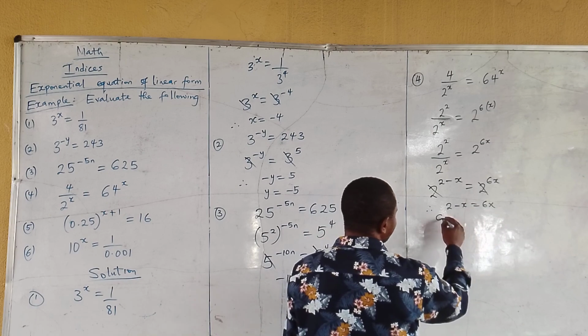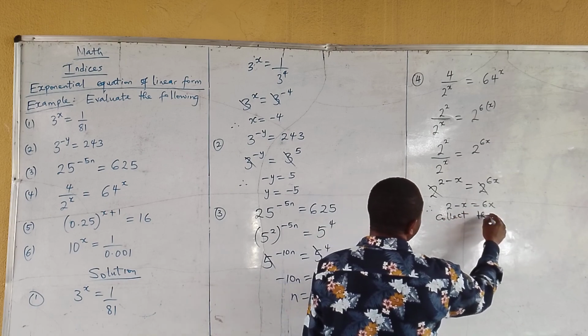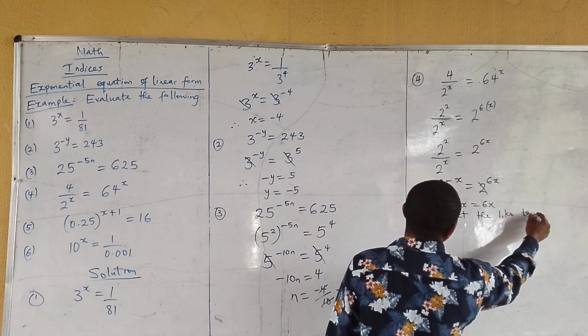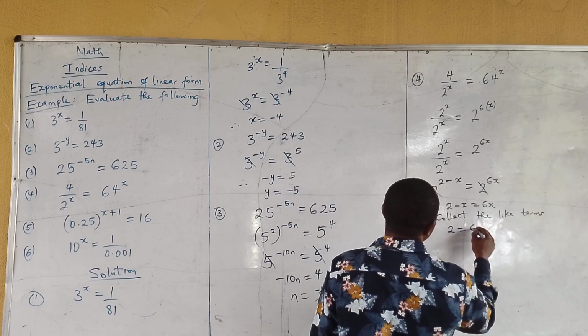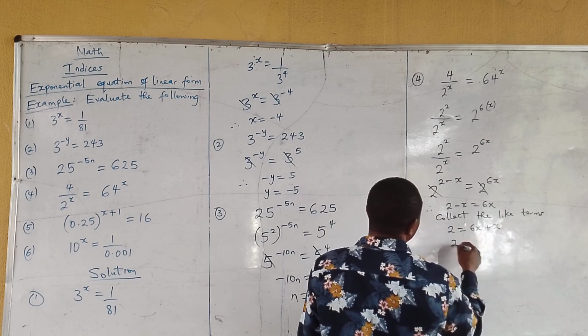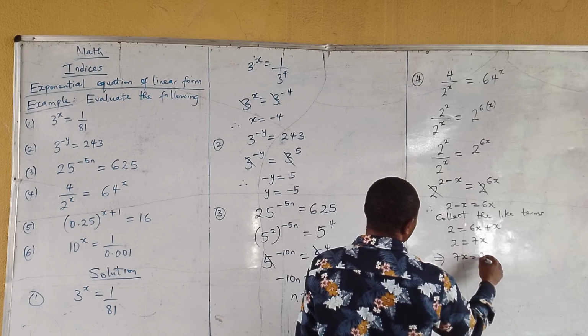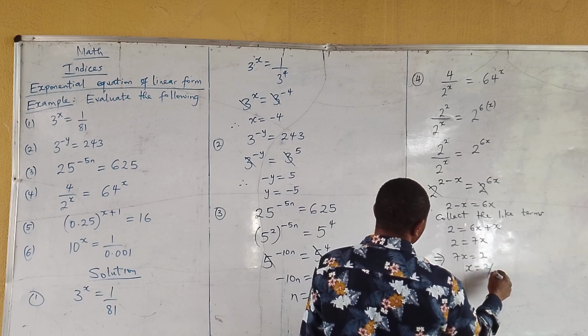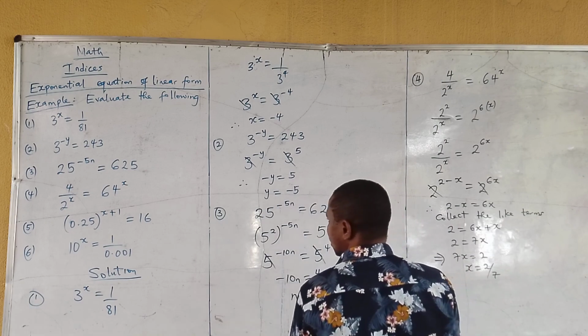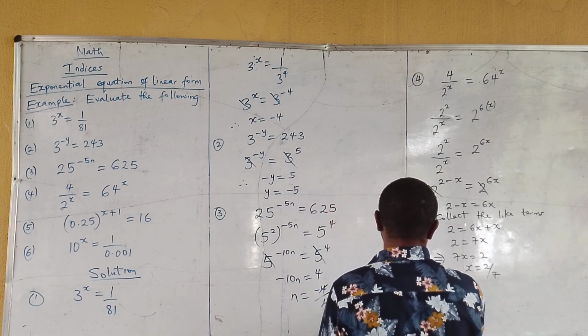And we are going to simplify for that. We are going to collect the like terms. Then we are going to have 2 equals 6x plus x. 2 is equals to 7x. 7x is equals to 2 and x is equals to 2 over 7. So let's solve question 5.